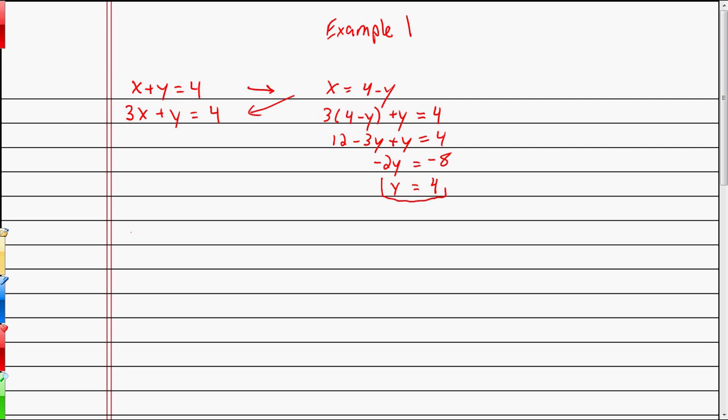So we're halfway there. We found one variable. Now to get the other variable, we can take this value of y and plug it into really either one of these equations.